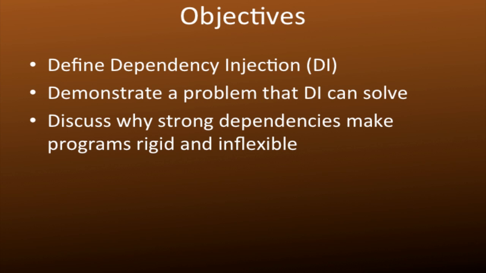Welcome to part one of our introduction to dependency injection. In this episode, we will begin by defining what dependency injection is, and then we'll demonstrate a problem that dependency injection can solve. And then we'll finish up by discussing why strong dependencies make programs rigid and inflexible. And then in the next episode, part two, we'll begin to look at how we can remove these dependencies using various forms of dependency injection.